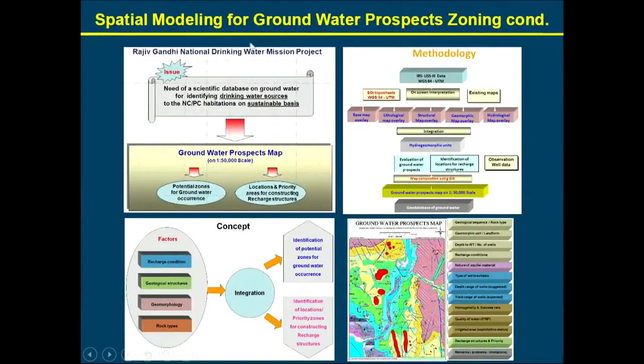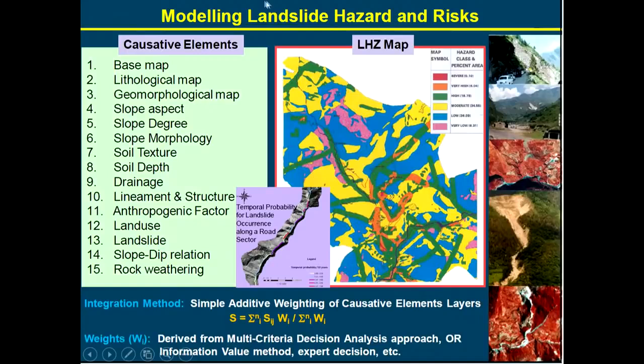One example, groundwater prospect zoning can be done. If you see it here, one complete methodology is there, a concept is there, there are different factors, different criteria. They can be combined, integrated together for identification of zones for groundwater occurrence, and also identification of location, priority zones for constructing the recharge structures. So these can be combined together and these maps can be produced, like a groundwater prospect map I can create by combining different kinds of GIS layers.